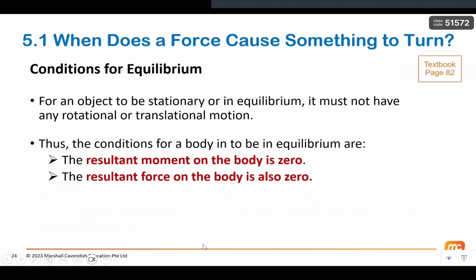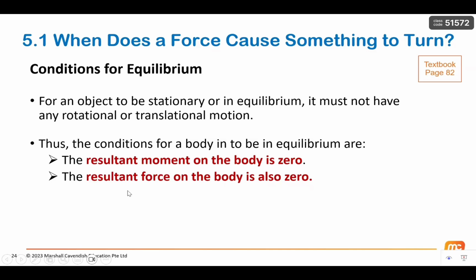So the conditions for equilibrium means the object is stationary or not rotating about any point. There are two conditions. First one, the resultant moment must be zero. There must be no net clockwise or anti-clockwise moment overall acting on the object. The next one is the resultant force must also be zero. We know from the chapter on dynamics that if there is a resultant force, then this object will move.